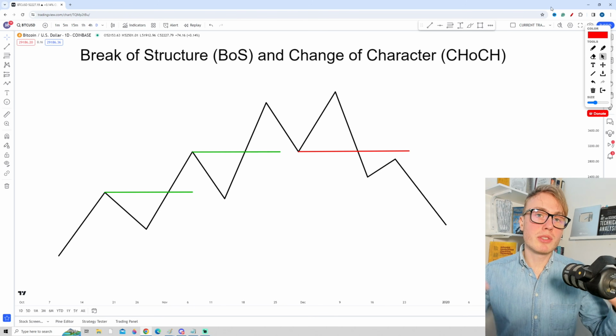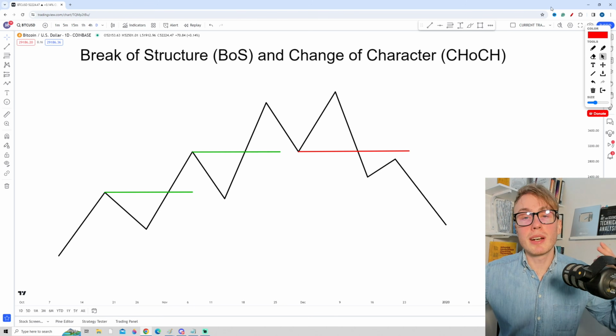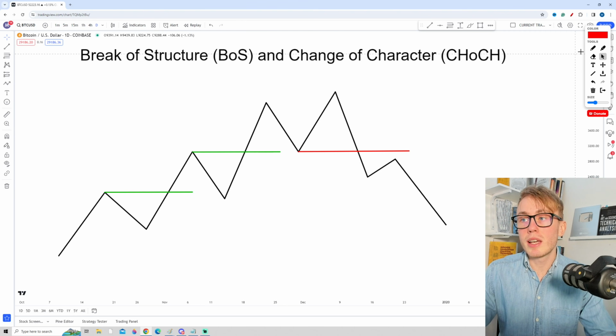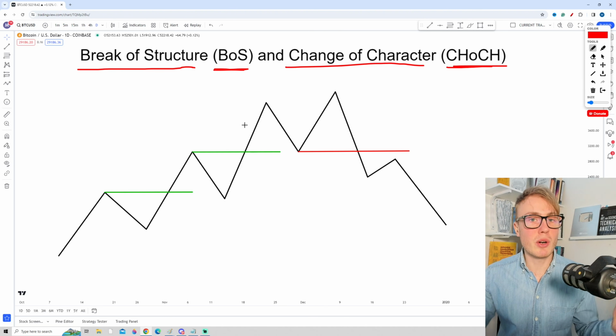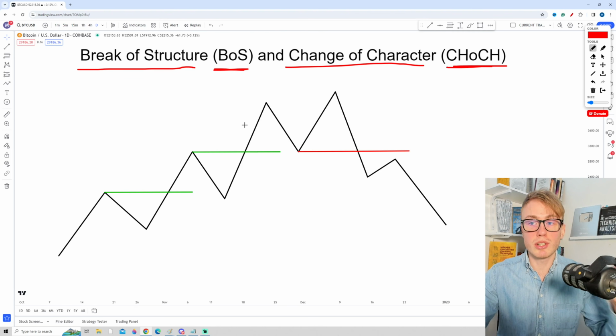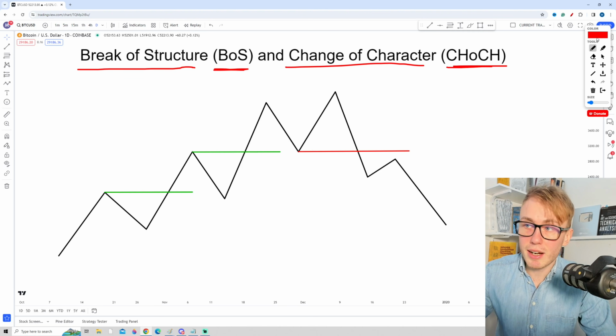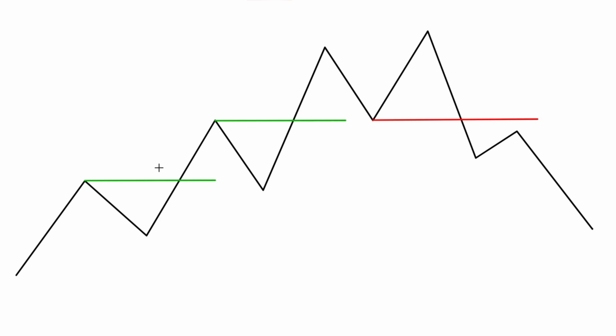So now let's talk about 2 important concepts that you will hear a lot in the trading world, and that is break of structure, or for short BOS, and change of character, or for short CHoCH. And this might sound very complicated on the surface, but it's actually not that complicated. So let's use a simple example here and take a look at what is break of structure and what is change of character. So let's start by taking a look at break of structure.